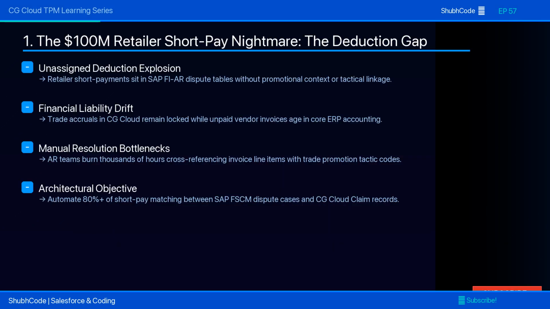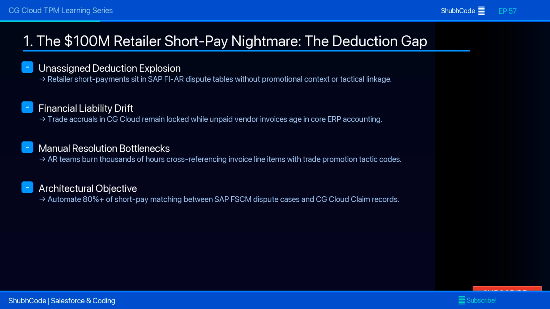Imagine you're running trade financial operations for a global CPG company selling energy drinks to giant supermarket chains. When Walmart or Target runs a promotional campaign for your product, they rarely wait for you to mail them a check for the promotional discount. Instead, when your invoice arrives for $500,000, their accounts payable team simply deducts $75,000 right off the top and pays you the remaining $425,000. This is what we call a short pay or deduction.